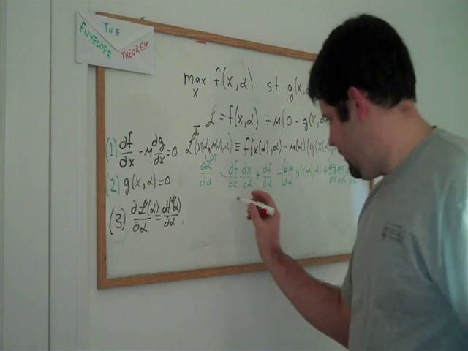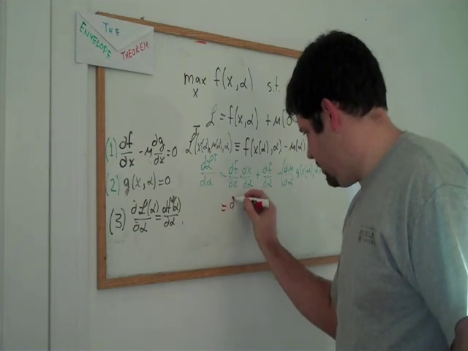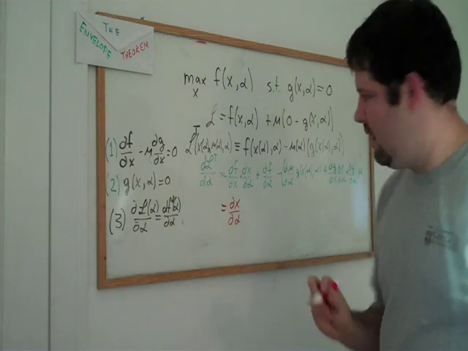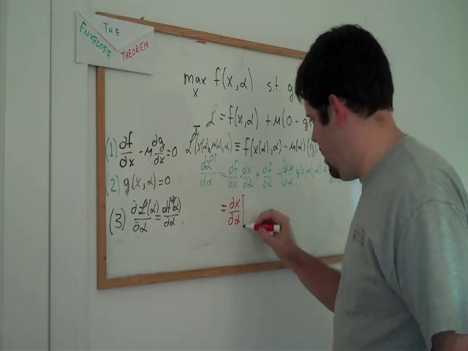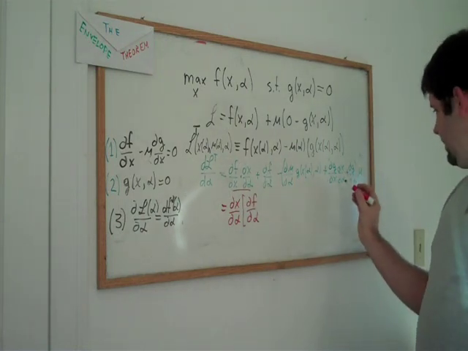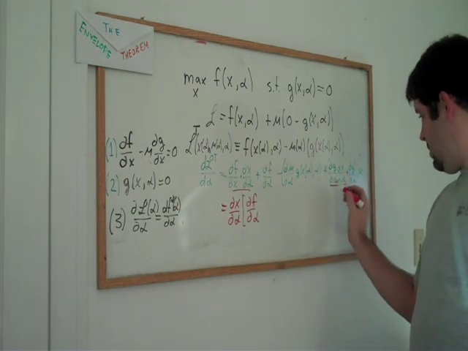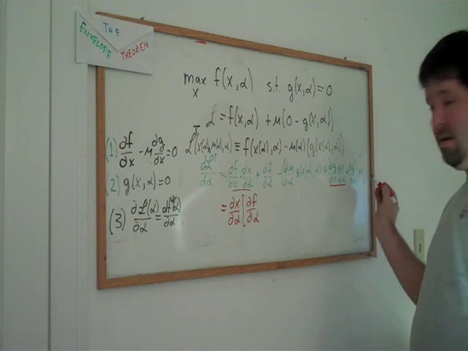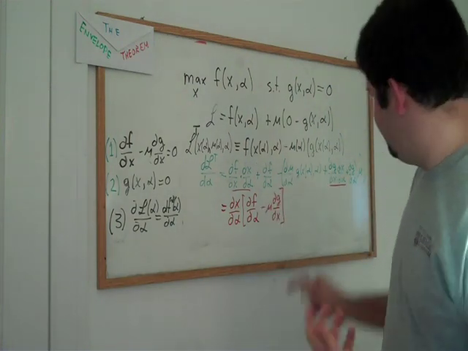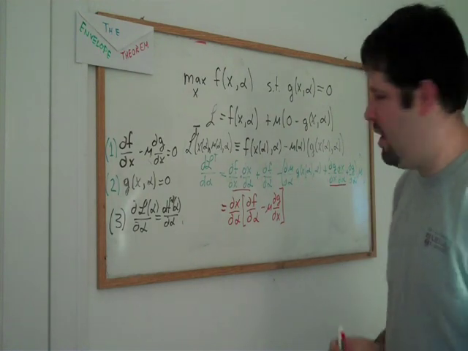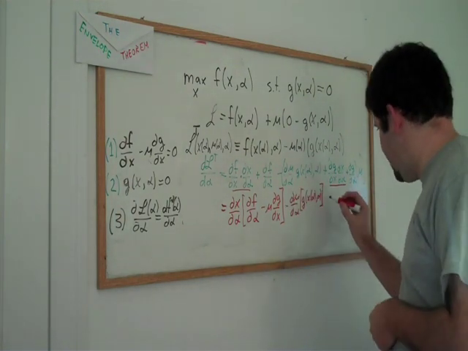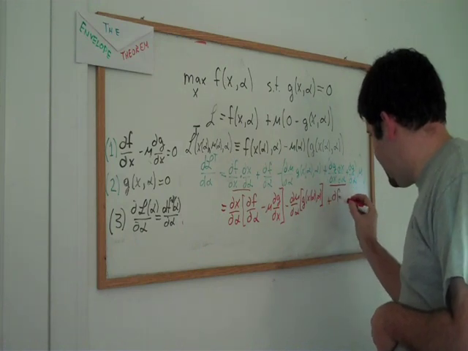So first things first, I want to group terms on dx d alpha. Now dx d alpha multiplies df dx. So it also multiplies dg dx times mu, and there's going to be a minus sign there. The next thing I'm going to do is I'm just going to recopy this term here, and then I'll just take the rest of the terms and put them off to the side.